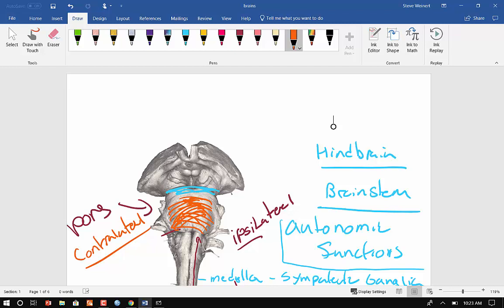When I say the pons is contralateral, that means that the information from the left is now going where? Okay. Now the information is going into the right side. So below the pons, it's ipsilateral. Above the pons, it's contralateral.